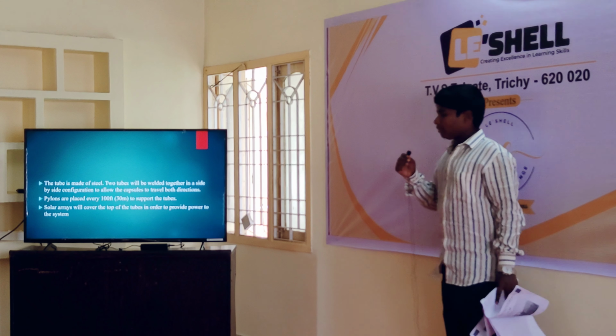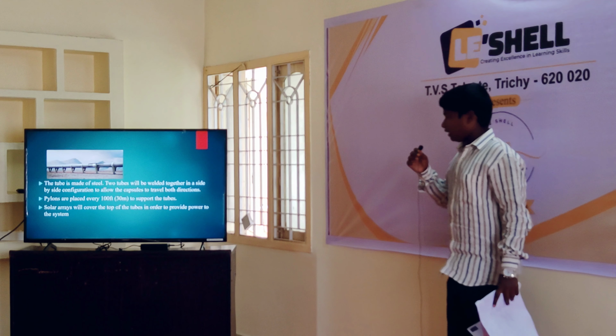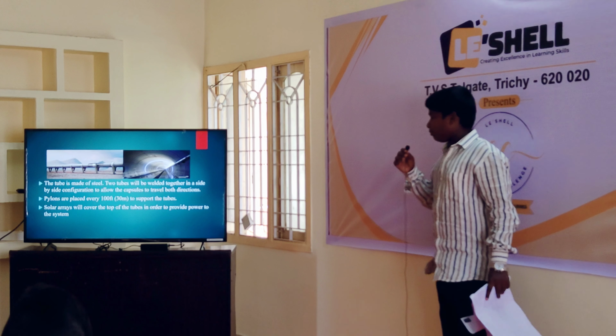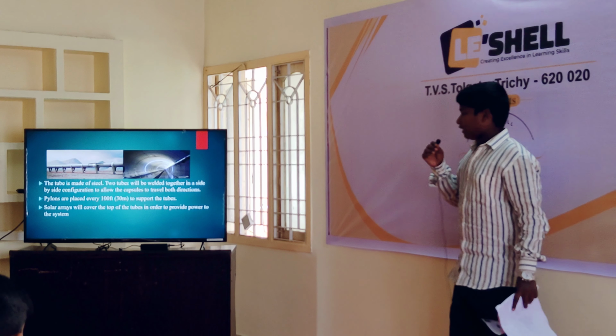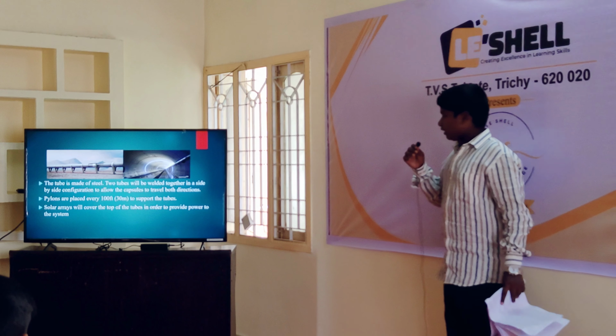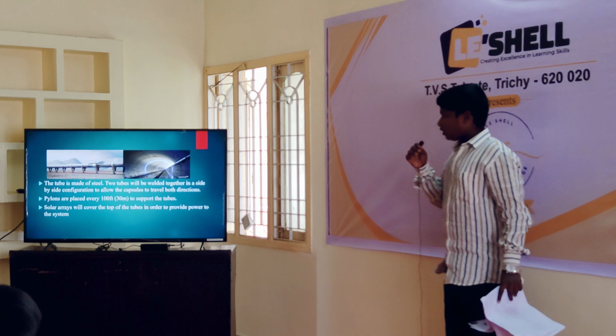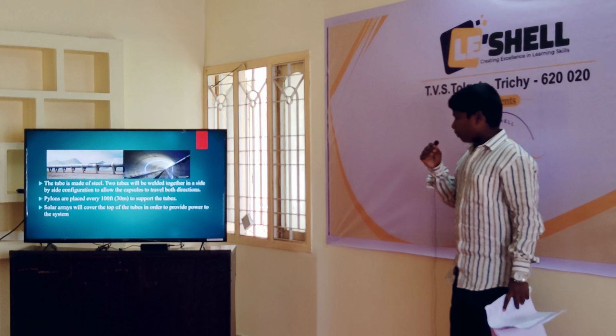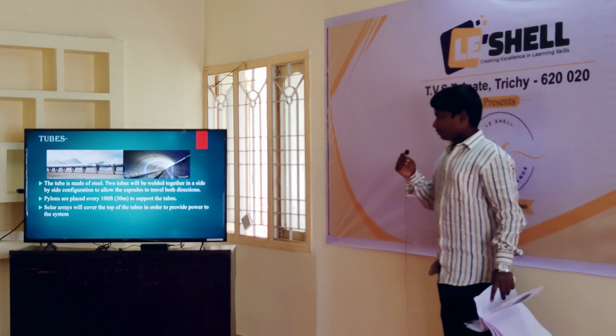The tubes are made up of steel. Two tubes are welded together in a side-by-side configuration to allow the capsules to travel in both directions. Pylons are placed every 100 feet, 30 meters, to support the tubes. Solar arrays will cover the tops of the tubes in order to provide power for the system.